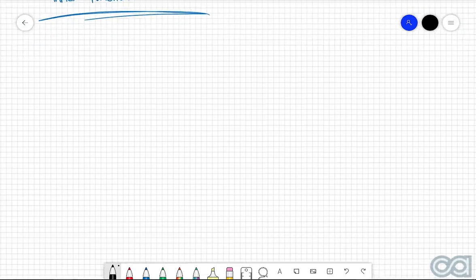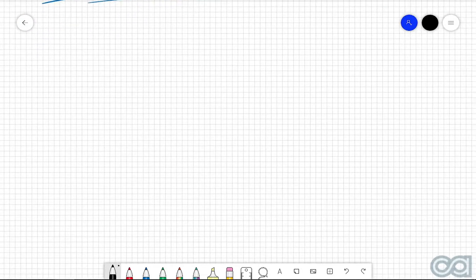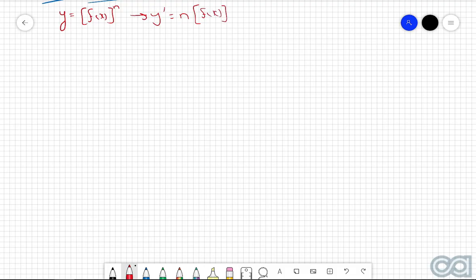Let's go through a few examples of how we could apply this rule. Now, I'm just going to write up the formula for the chain rule up the top here, just so we've got it in the back of our minds. So we've got y equals f of x all to the power of n. So then y dash is n f of x to the power of n minus 1 multiplied by f dash of x. So let's have a look at a few examples.